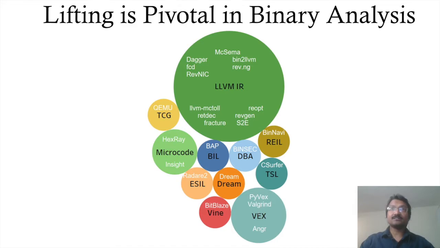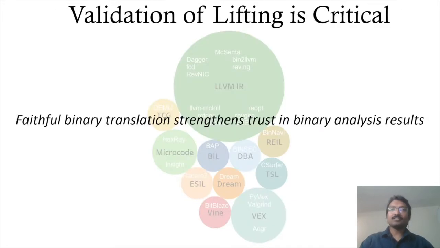Binary lifting is considered one of the central steps in many binary analysis and instrumentation systems. In this diagram, each circle represents a particular IR being used by one or more binary analysis or instrumentation systems. For example, LLVM IR is used by McSema, FCD, and several others. BIL is used by BAP, and so on and so forth. The key point is faithful binary translation strengthens trust in binary analysis results.